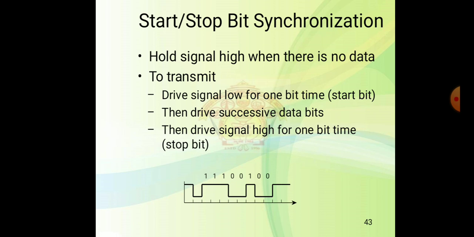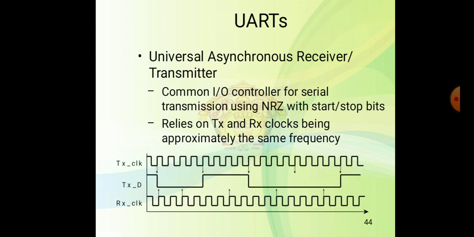So this is the start bit, and then the data bits are transmitted, each bit at one time. At the last, there will be a stop bit. So this is the start bit and here it is a stop bit, and after that the signal will go high again. So the data transmitted here is 11100.